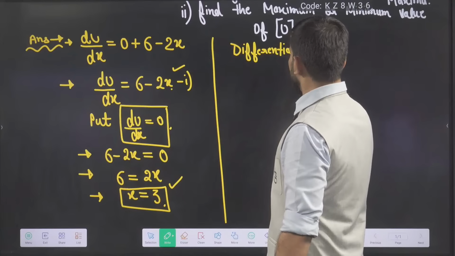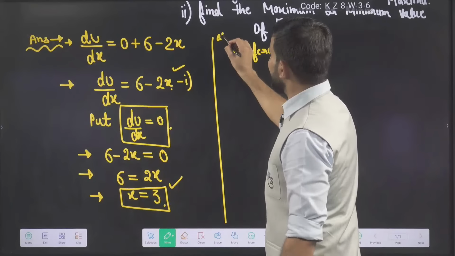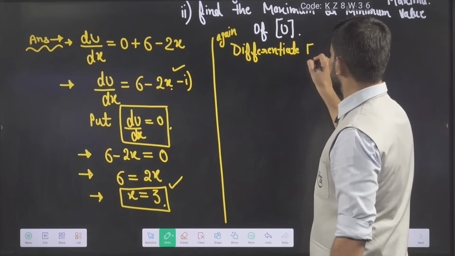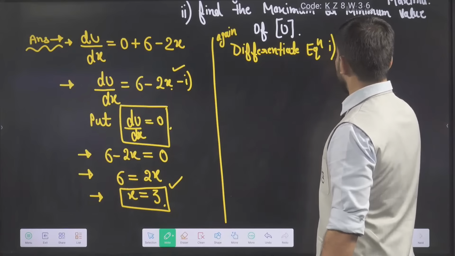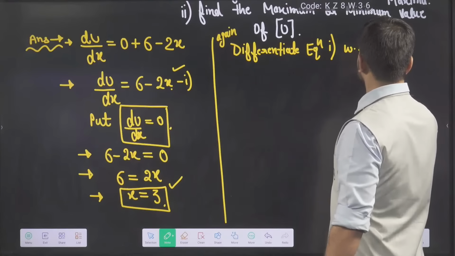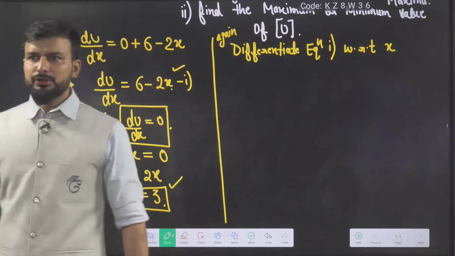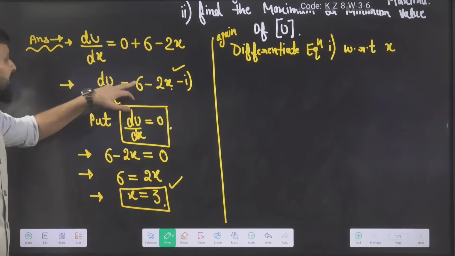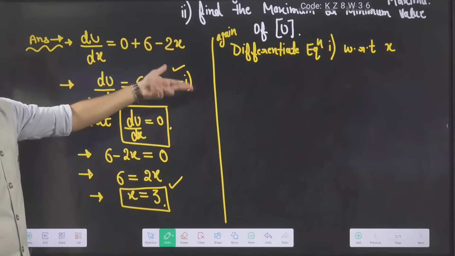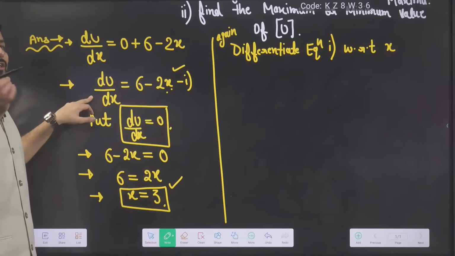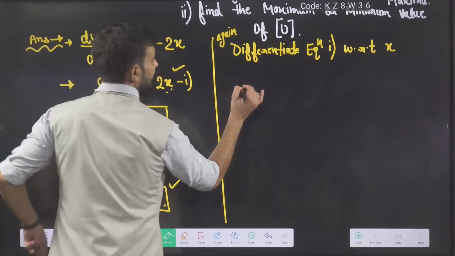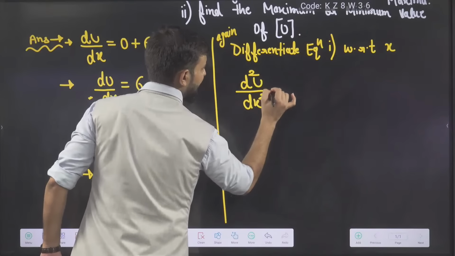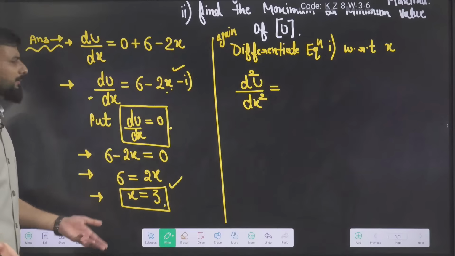again. Differentiate equation number 1 with respect to x. So what you have to do? You have to differentiate. What is equation 1? This is the first differentiation, which depends on x. It keeps on changing with x. So you will re-differentiate it again. When you differentiate it again, what will you get? d2u upon dx square. This is the symbol of double differentiation. Nothing else you have to do.